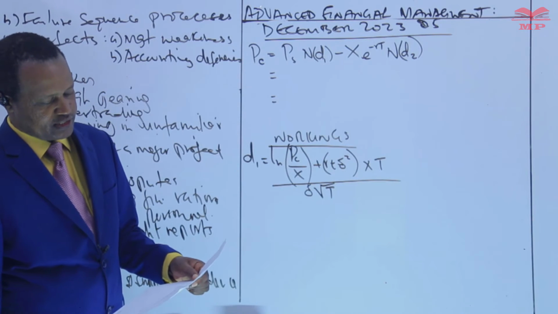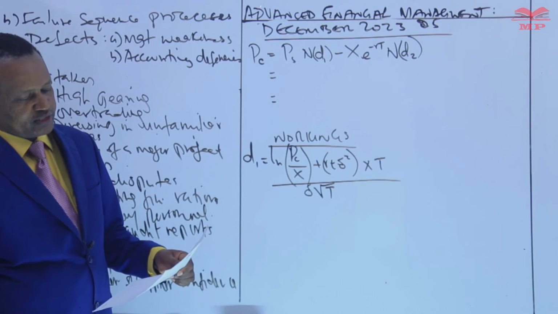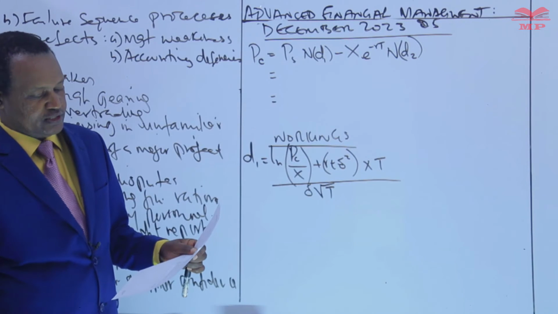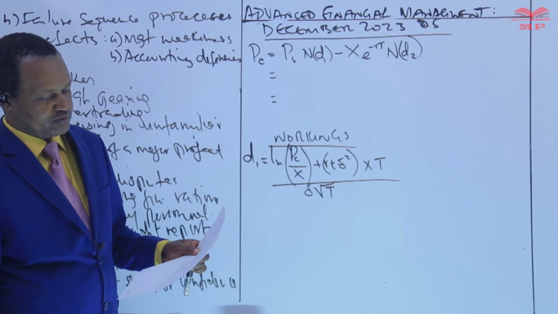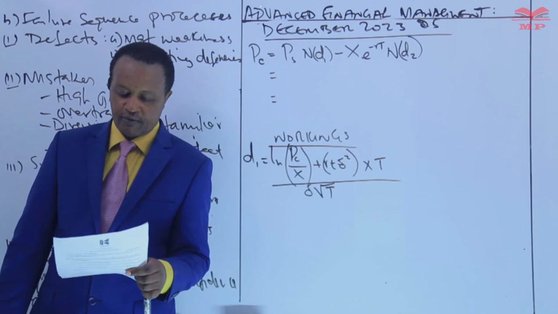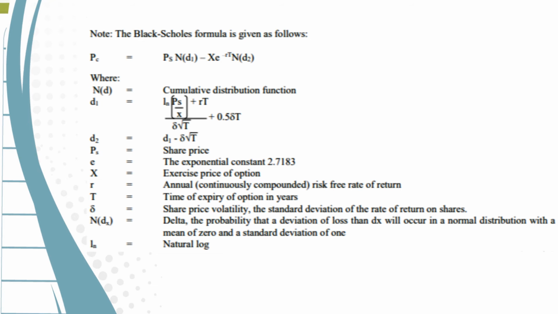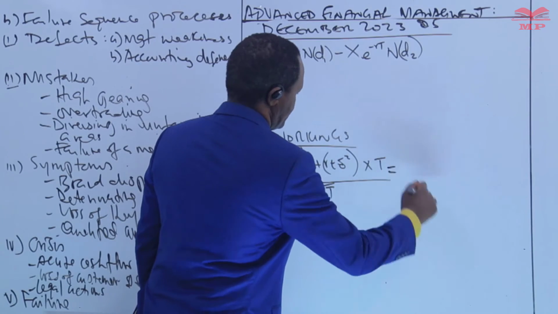And candidates, the formula for D1 is one fraction. It's not as presented in the question. That line should be over standard deviation times square root of T. Standard deviation times square root of T. Do you see that? So that is the formula.